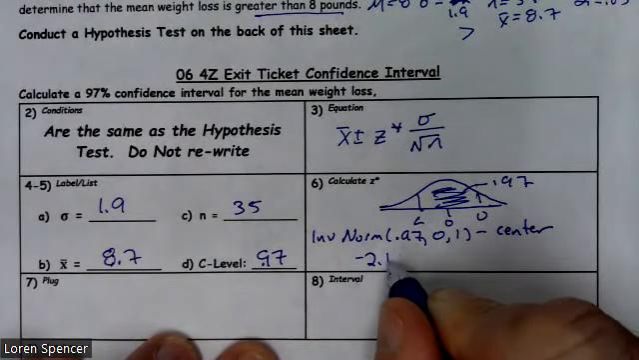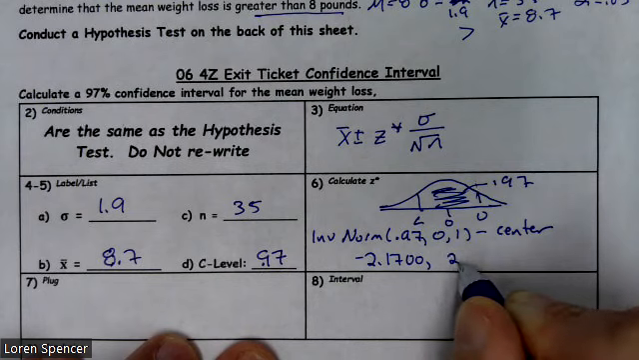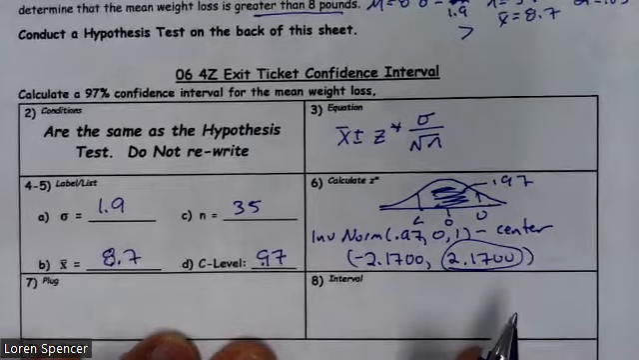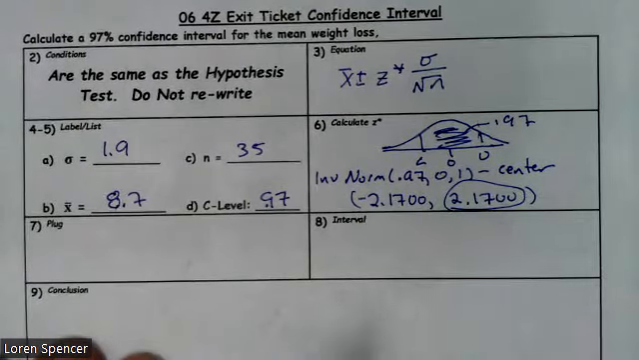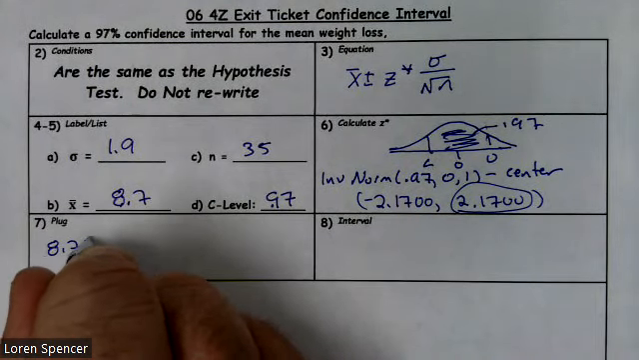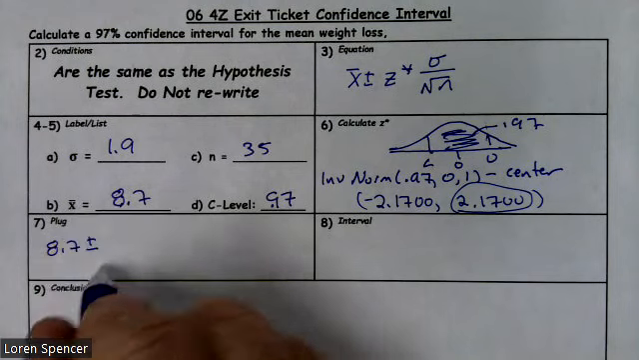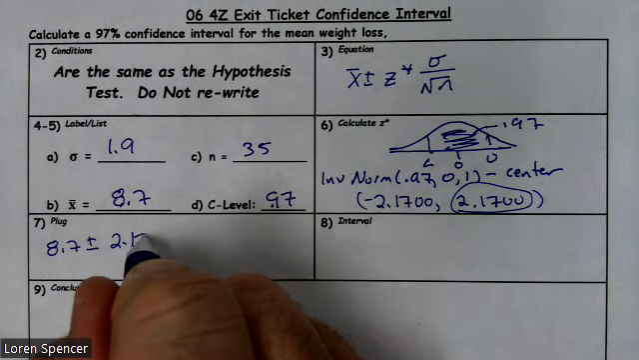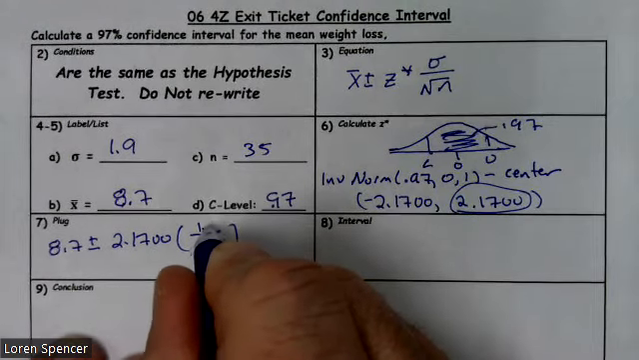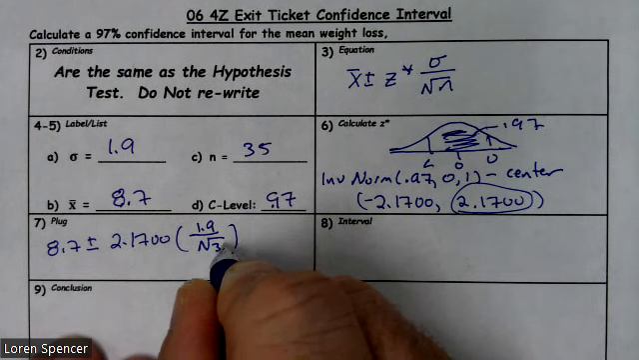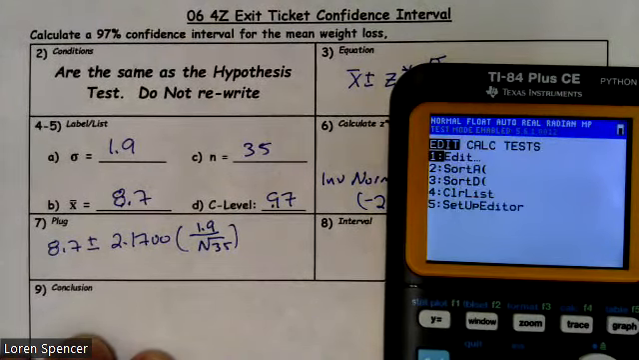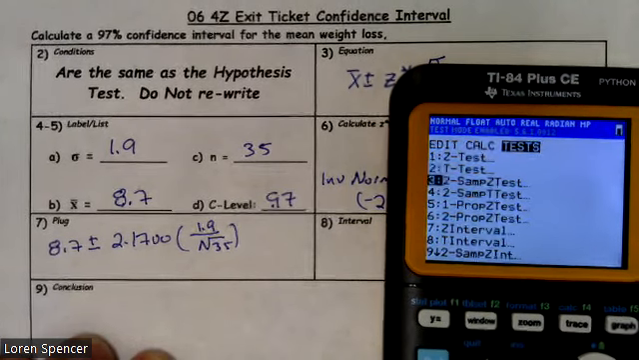So negative 2.1700 and 2.1700. We only care about the positive value. So we're going to go ahead and plug in, and we have 8.7 plus or minus 2.1700 times 1.9 divided by the square root of 35. So we're going to run our interval, and it's going to be stat, test, z interval, which is number 7.